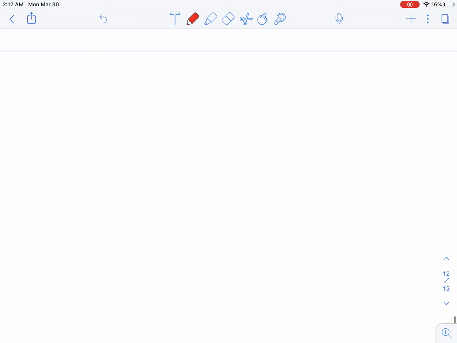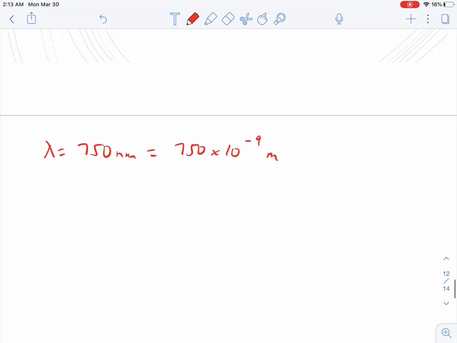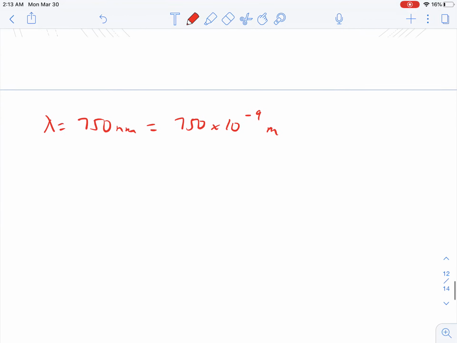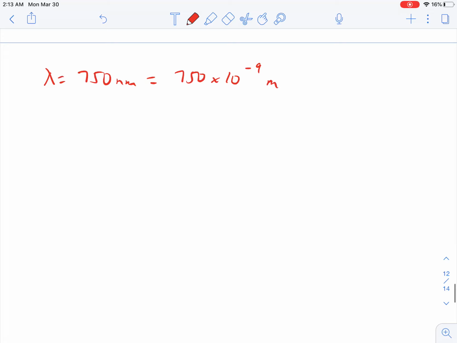So first thing we can say is that our wavelength is going to be equal to 750 nanometers. This is the same thing as 750 times 10 to the negative 9th meters. We know if 1 nanometer is 10 to the negative 9, instead of having 1 nanometer, we have 750 of them. All we have to do is multiply 750 by 10 to the negative 9th to get our wavelength in terms of meters. Again, meters is our SI unit for wavelength, so we always want to convert into meters anytime we're given this distance.